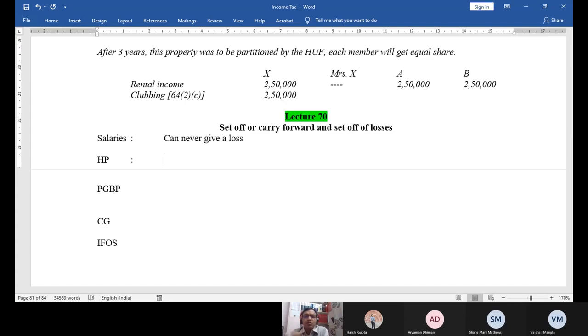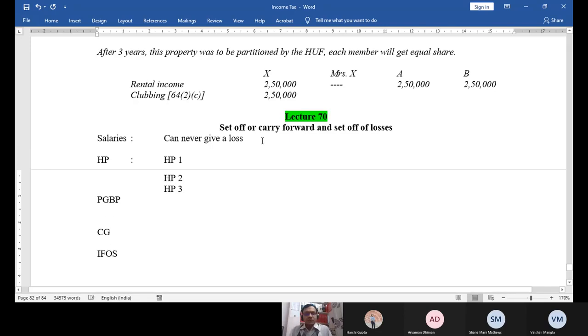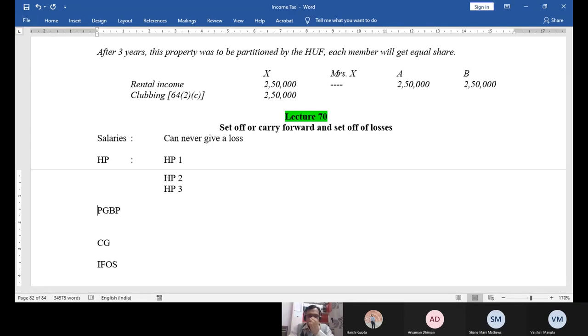Suppose there are 3 properties: house property 1, house property 2, house property 3. Now, one house property can show negative, another can show positive, the third can show negative. Any combination is possible. This is allowed, and we have to deal with the situation and learn how to tackle it.